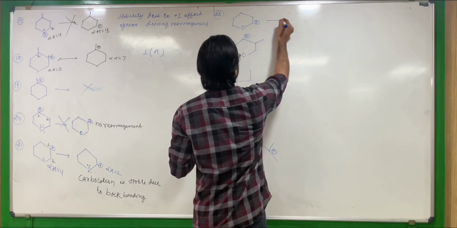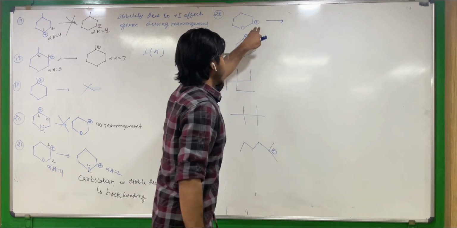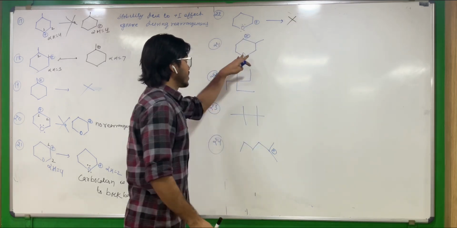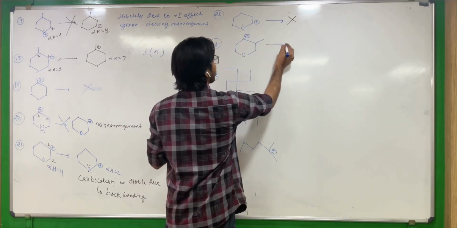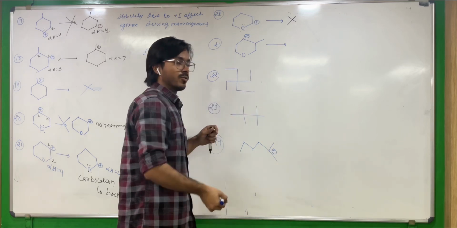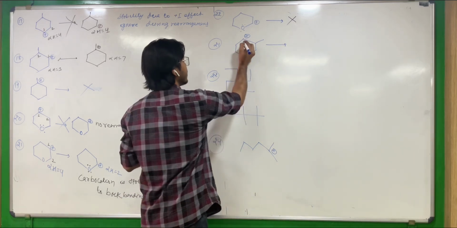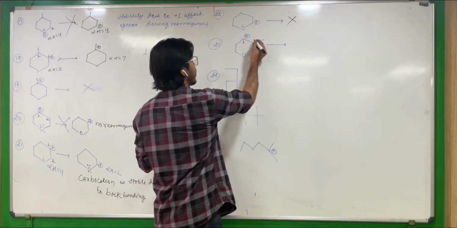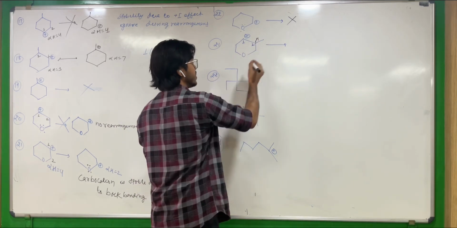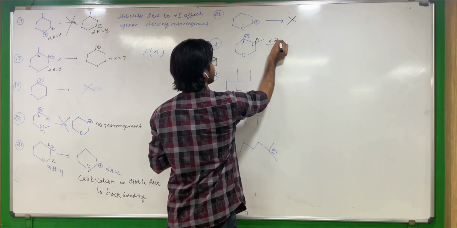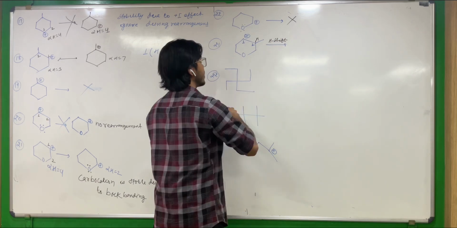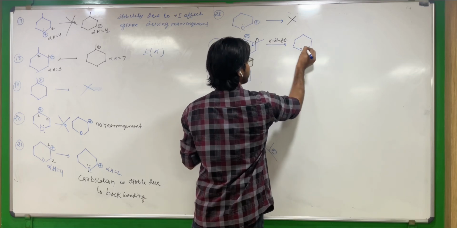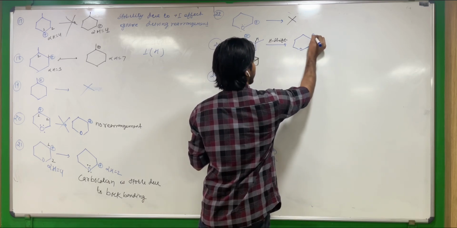Similarly in this case, no rearrangement will take place. This carbocation is already stable due to back bonding, so no rearrangement. Now in this case, see how many rearrangements will take place. This is carbon number 1 and this is carbon number 2. So here one hydrogen is present. So one hydride shift will take place from here, and the carbocation form will be this.